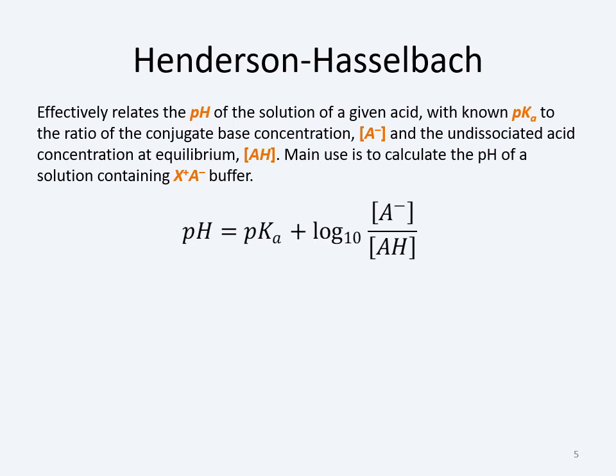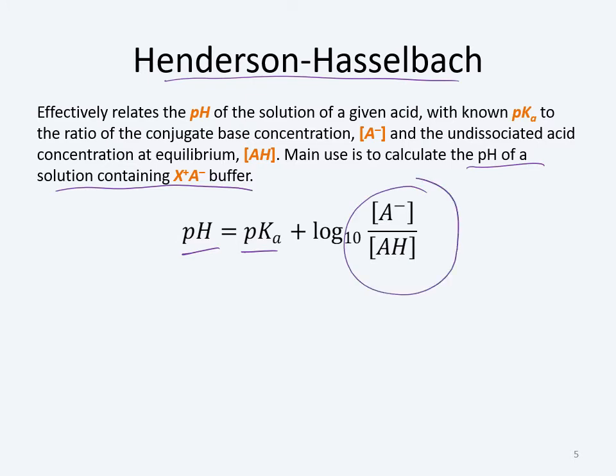Okay, so to sort of finish this topic, we're going to talk about an equation that does use a buffer. The Henderson-Hasselbalch equation is one that is typically used to calculate the pH of a solution containing a buffer. Okay, and it relates pH, pKa, and the concentrations of the dissociated and undissociated species. So this would be the conjugate base of the acid, and this is the undissociated acid.